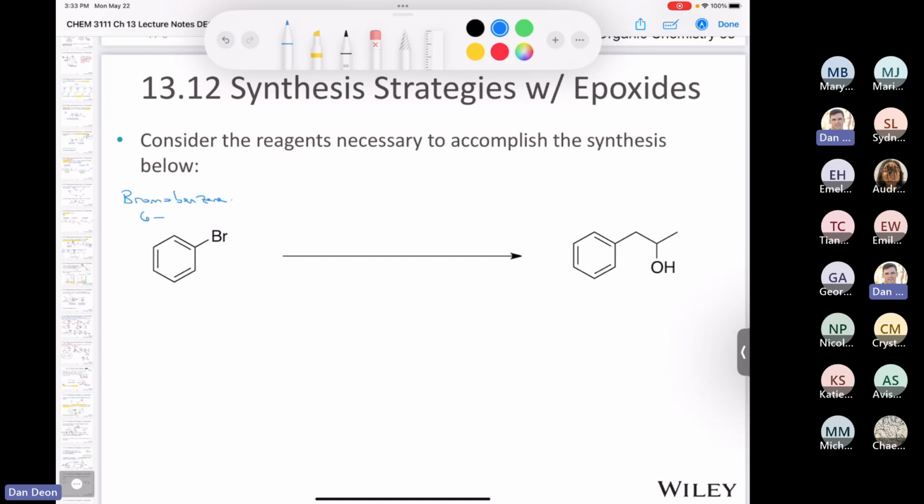You can see it's got 6 carbons. It's an aryl halide, and we want to convert it to this alcohol. And this alcohol has 6, 7, 8, 9 carbons. So we're adding a total of 3 carbons. Well, we could make this from an epoxide, couldn't we?